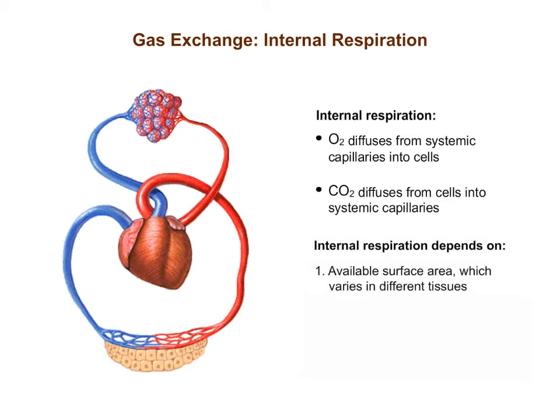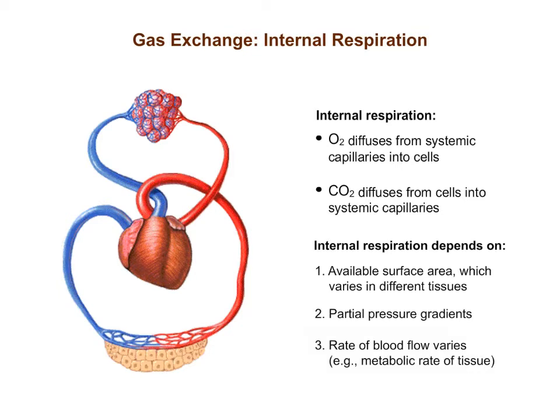The first factor is the available surface area, which varies in different tissues throughout the body. Second, as we saw in the lungs, gases diffuse along their partial pressure gradients. The third factor is the rate of blood flow in a specific tissue. Blood flow in a tissue varies for many reasons, including the tissue's metabolic rate. Recall that during metabolism, cells use oxygen and produce carbon dioxide.